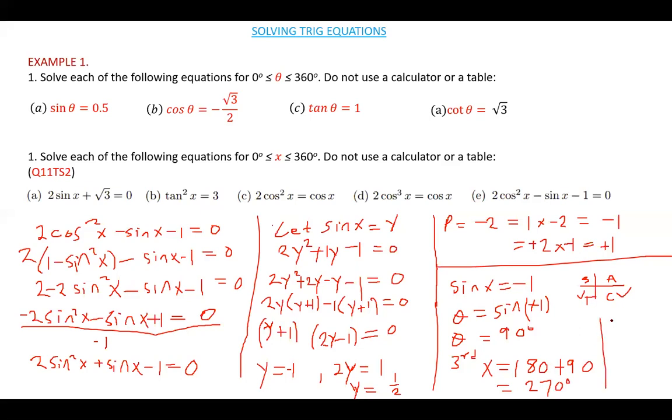And then in the fourth quadrant, you know that your value of x is equal to 360 minus 90. So 360 minus 90, you get your value of x to be 270 again. Yeah, 270 degrees.